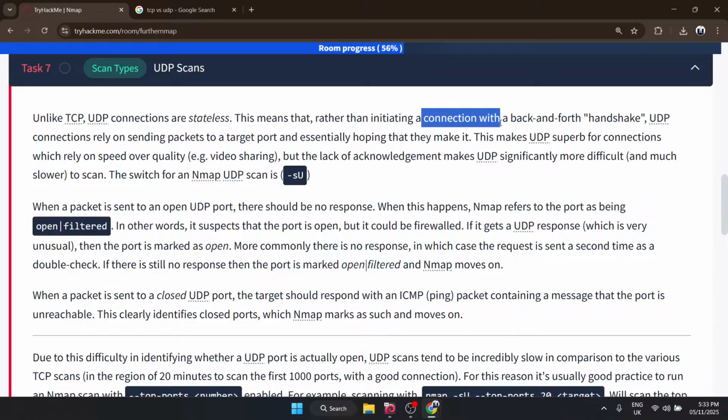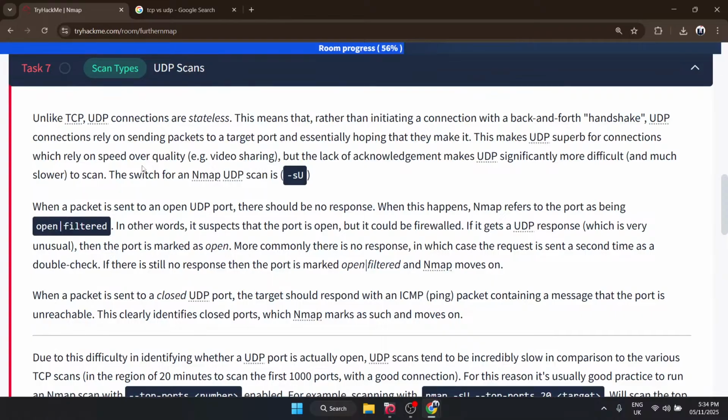This means that rather than initiating a connection with a back and forth handshake, UDP connections rely on sending packets to the target port and essentially hoping that they make it. This makes UDP superb for connections which rely on speed over quality, for example video sharing. In things like video calling, like right now I'm streaming, UDP is used. TCP is used when I'm sending you a file. The packet should not get lost. If the packet gets lost, the file will get corrupted, right?